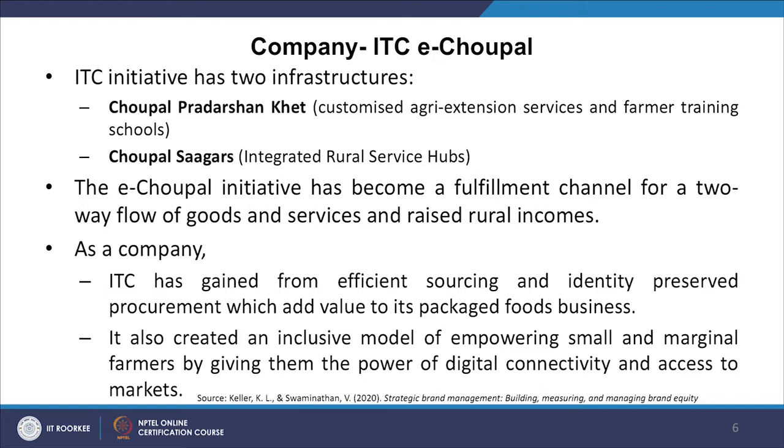So, eChopal initiative has become a fulfillment channel for a two-way flow of goods and services and raised rural incomes. And just to mention that this has strengthened ITC as a brand, and that is what we are talking of. Now, country of origin, a very important kind of an element, and I have just briefly mentioned about that.